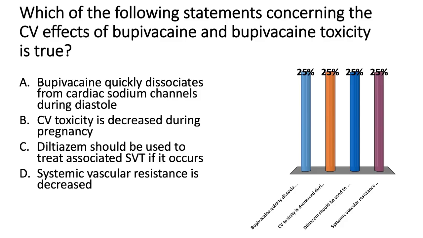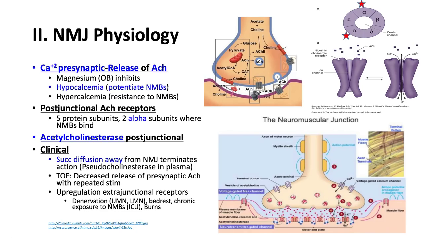Which of the following statements concerning the cardiovascular effects of bupivacaine and bupivacaine toxicity is true? Does bupivacaine quickly dissociate from cardiac sodium channels? No, it's slow in, slow out. Is cardiovascular toxicity decreased during pregnancy? No, it's increased. If we have SVT with a local anesthetic toxicity, should we use diltiazem to treat the SVT? We know that's not a good idea, neither are beta blockers. And systemic vascular resistance, is it decreased? Absolutely, they're vasodilated. Let's move on now to neuromuscular junction physiology and neuromuscular blocking agents.